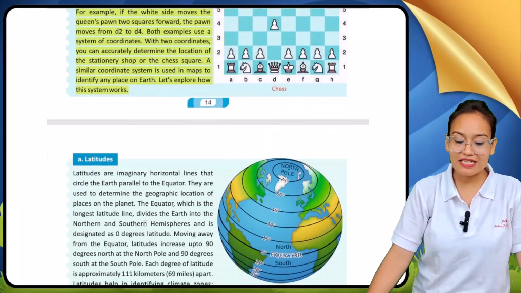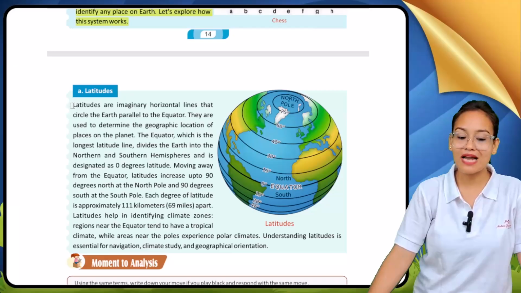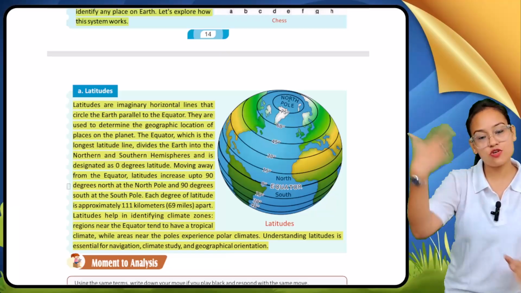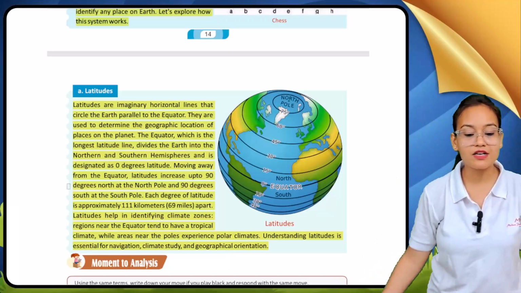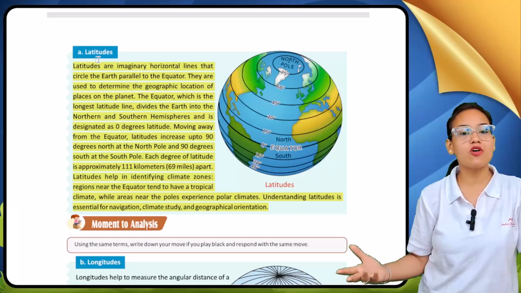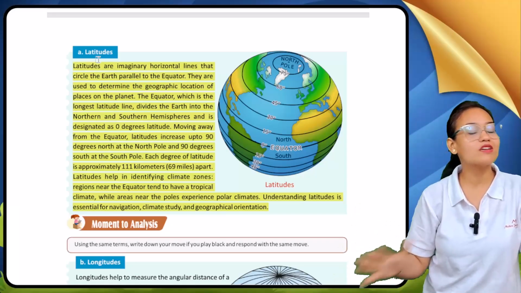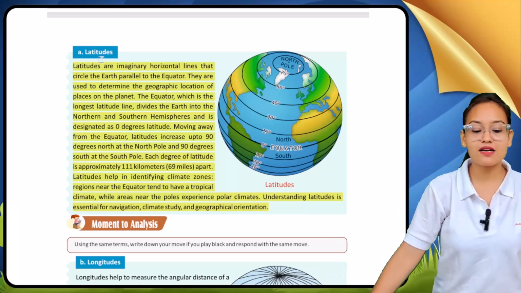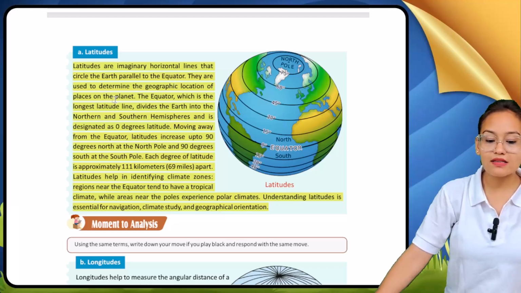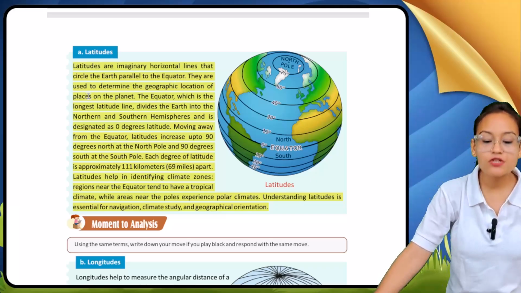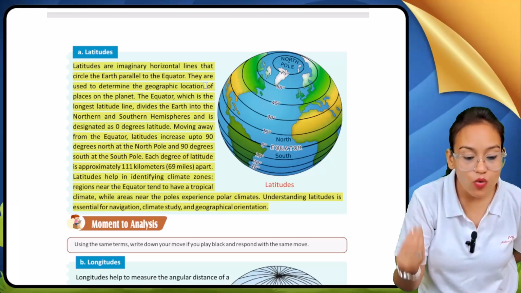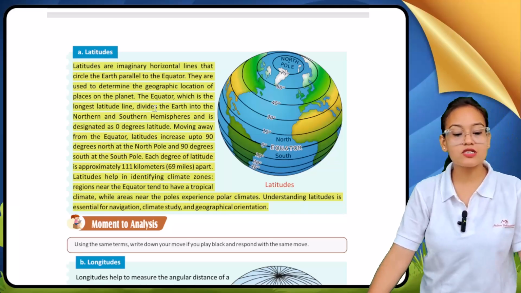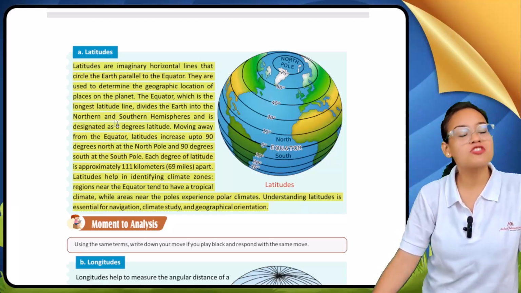Now, latitudes. You already know about latitudes, because you already discussed them in detail in your previous classes. What is the meaning of latitude? As we all know, latitude, longitude and the equator are not real lines; these are all imaginary lines. Latitudes are drawn parallel to the equator. And why are latitudes used? Latitudes are used to determine the geographic location of any place on our planet Earth. So the equator is the longest latitude line. Which is the longest latitude line?